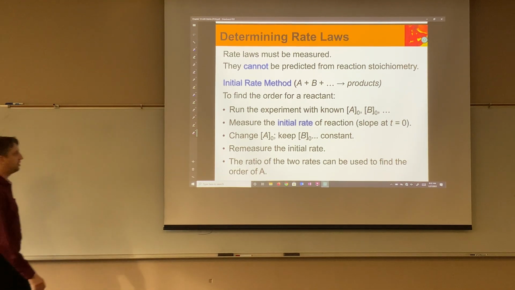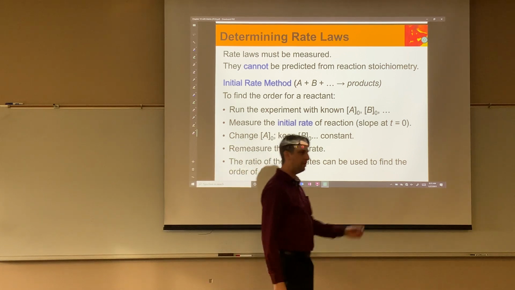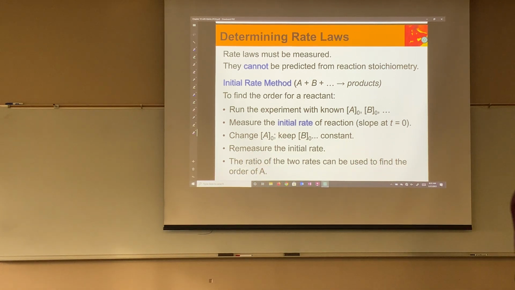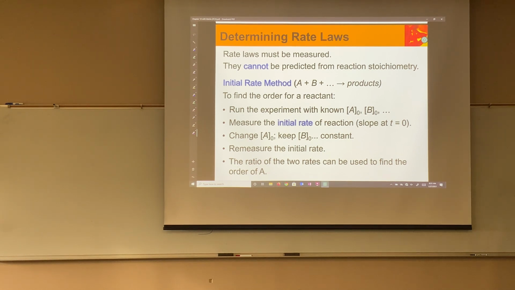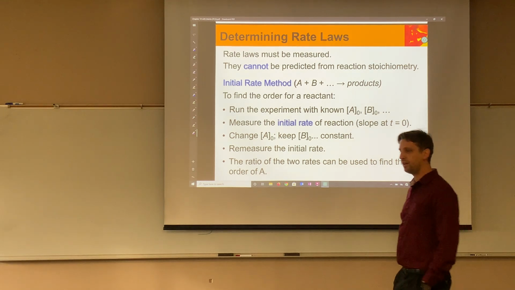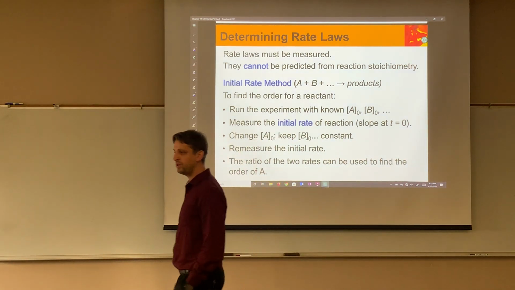So how in the world do we determine these rate laws and figure them out? So that's the question. Now that we know everything there is to know about writing the rate expression, how do we actually start to figure them out and put them together? So up there, they cannot be predicted from reaction stoichiometry. And what I mean with that is we can't directly take the order from the stoichiometry itself.